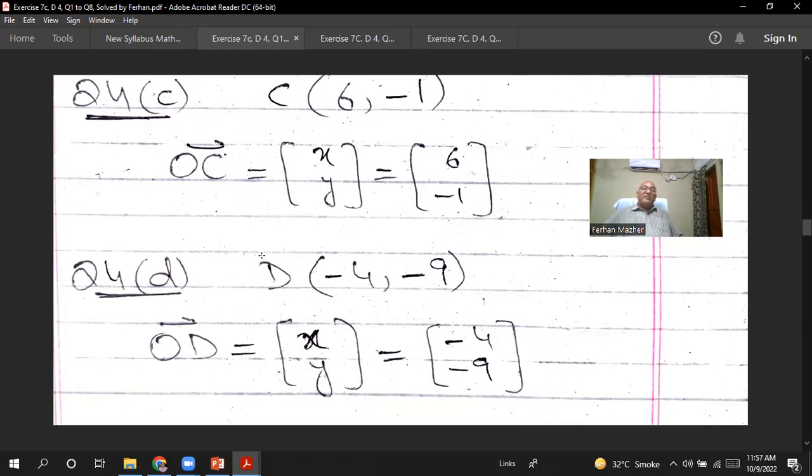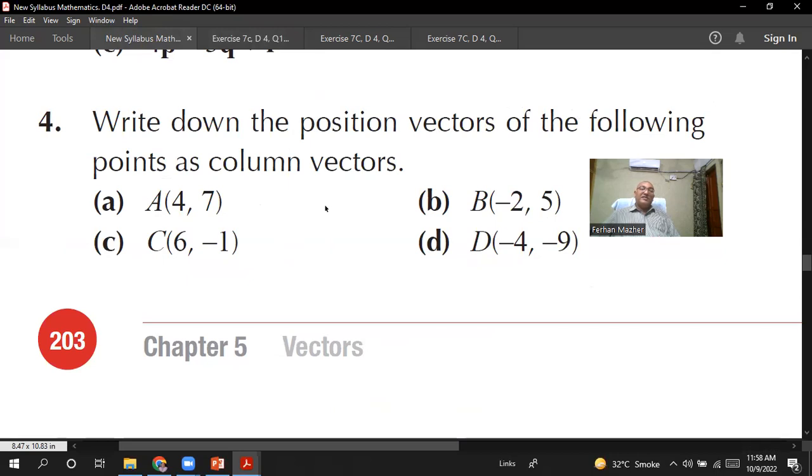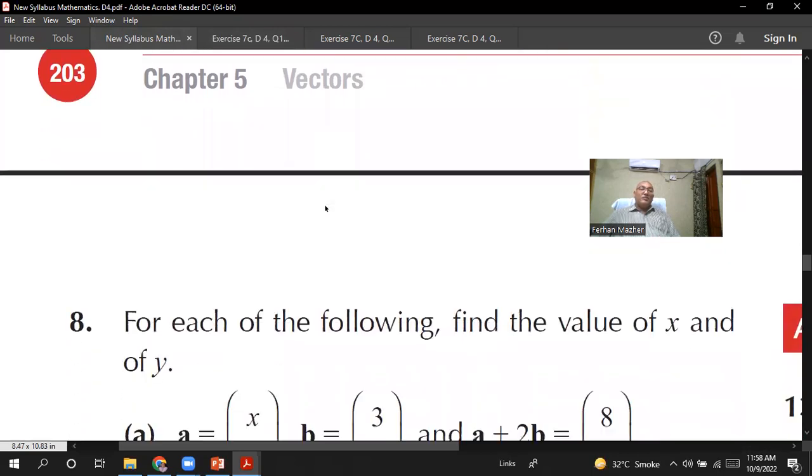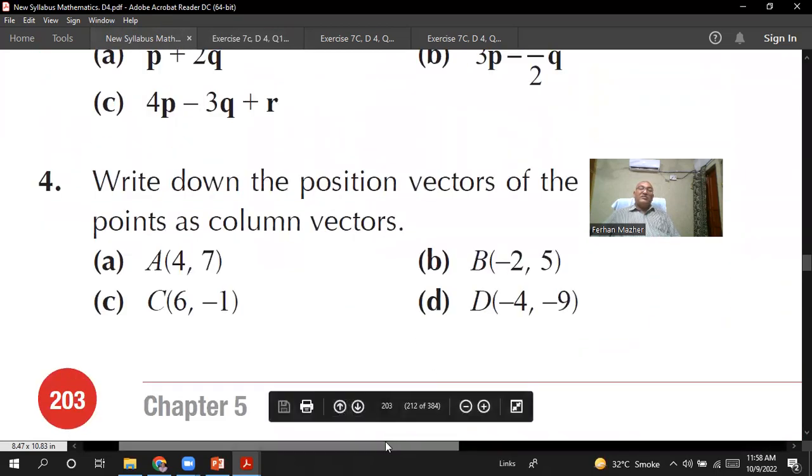So this is how you represent it. Point D is minus 4, minus 9. So the position vector of the point D will be OD, and that will be X, Y in the column vector form. And the X coordinate is minus 4 and the Y coordinate is minus 9. So this will be the column vector, and it represents OD. If you join the origin with the point D, that will be the position vector of the D. Hopefully you understand, very simple and straightforward. Okay, so that was question number 4.